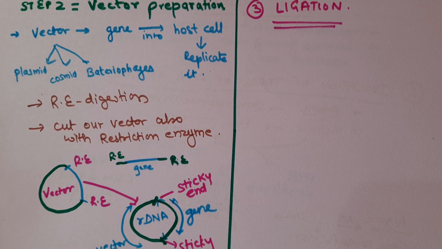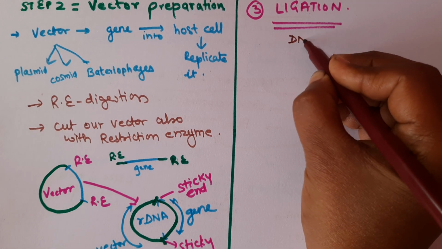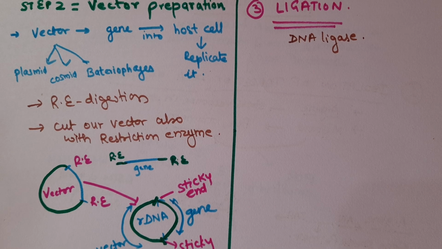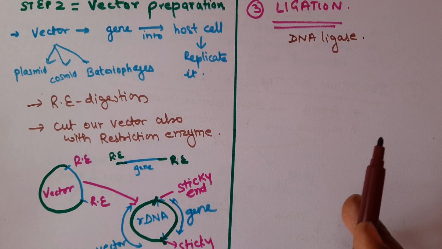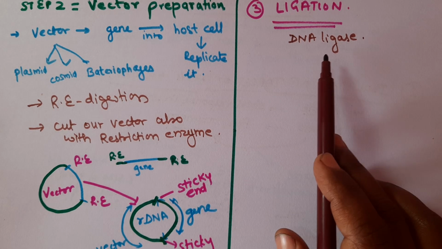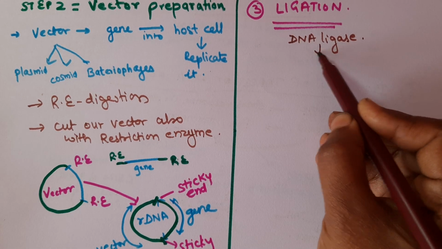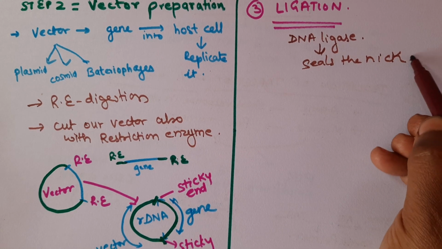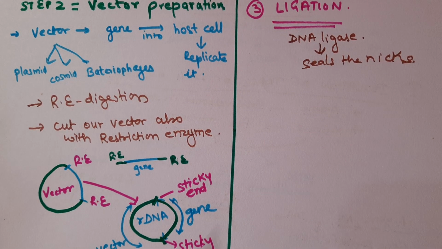For the ligation we have a specific enzyme known as DNA ligase. These enzymes are responsible for joining the DNA fragment with the vector by forming the phosphodiester bond. The complementary sticky ends of the target DNA and the vector, as I already explained, will anneal to each other, and the DNA ligase will seal the nicks by forming the phosphodiester bond between the two. So this is the ligation process.